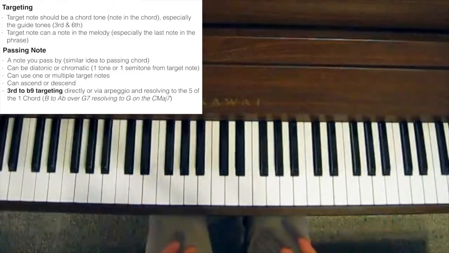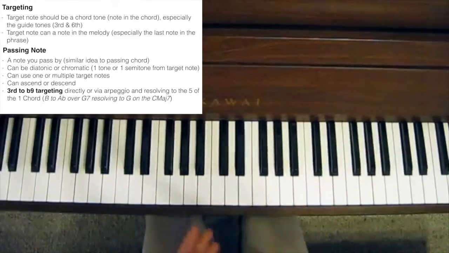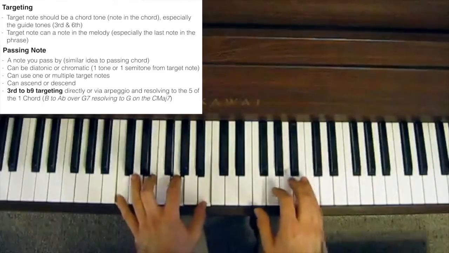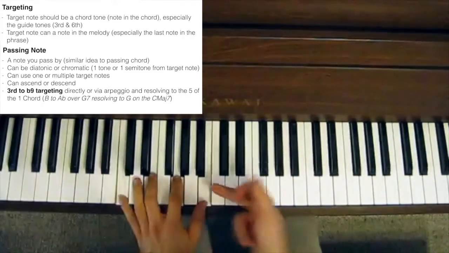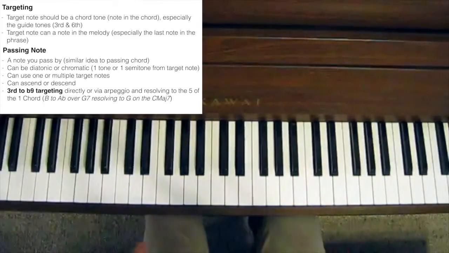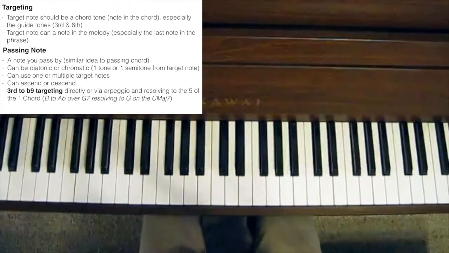So that's all I really wanted to cover. And I suppose to summarize quickly, passing notes can be used both in the melody, as you're heading towards a target note, or just in a random improvisation, where you're targeting a note within the chord, and just using a little passing note to get there. Moving outside of the scale, creating tension, resolving straight back into it.